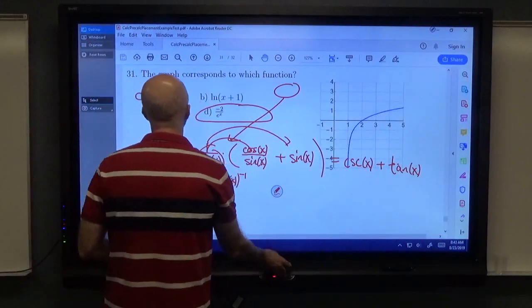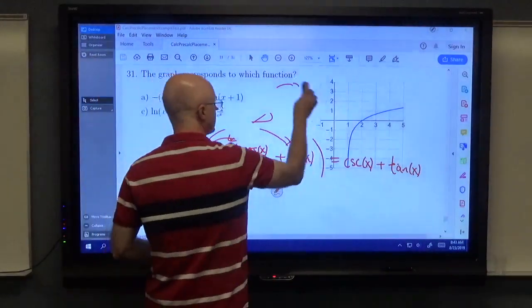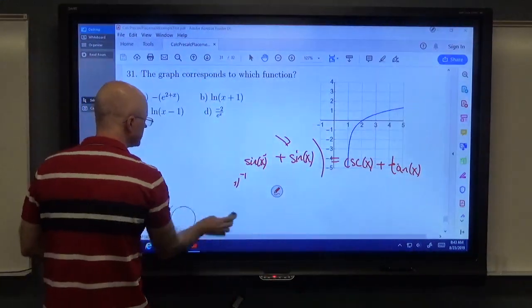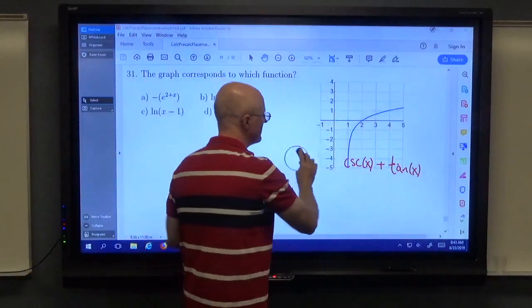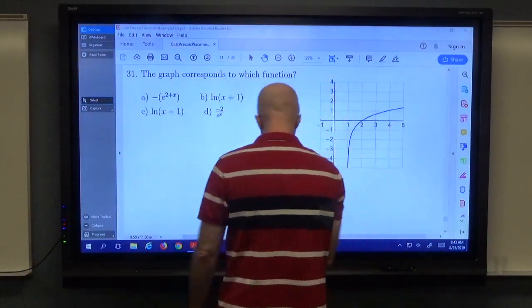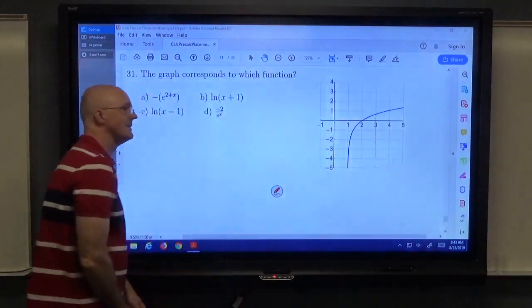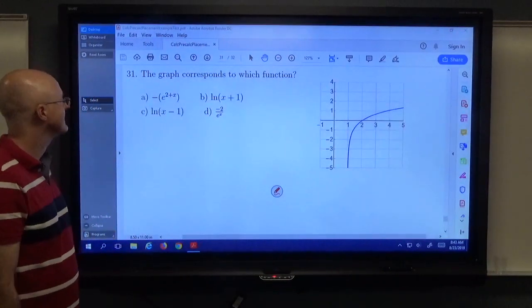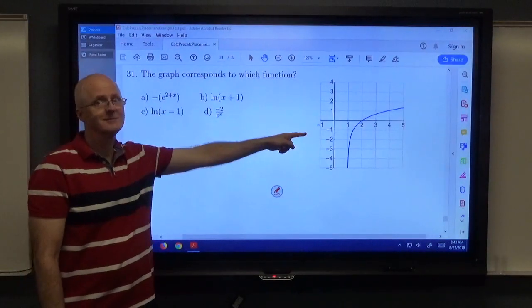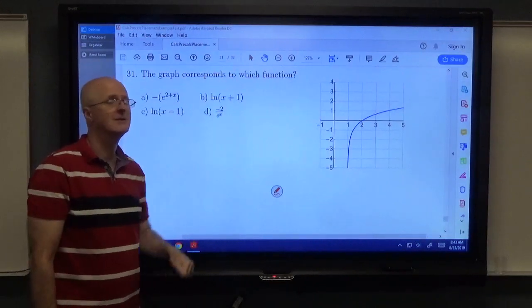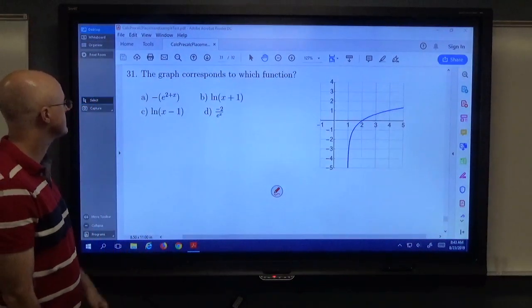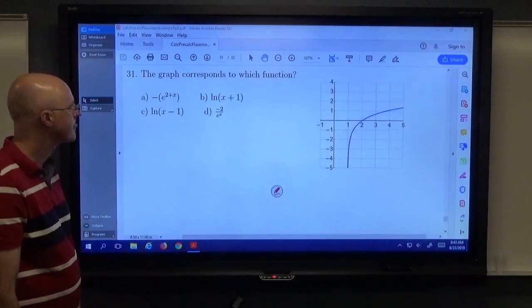Oh, this one should be easy, I hope. The graph over there on the right corresponds to which of these functions? You're supposed to do this exam without a calculator. You've got to have knowledge of what graphs look like. Looks like a logarithm, okay, right? That kind of shape is your typical logarithm shape. So it looks like it should be B or C.